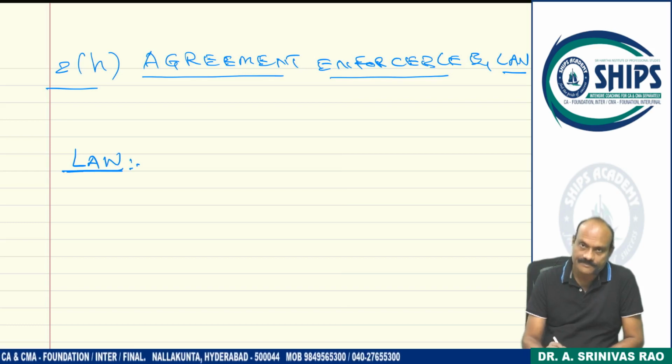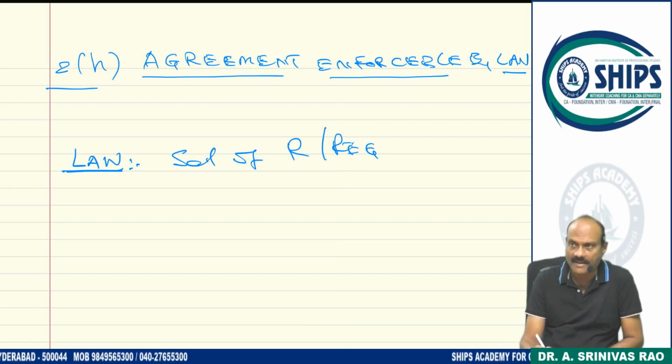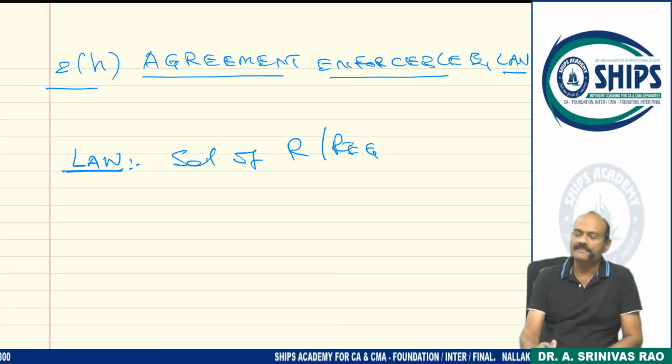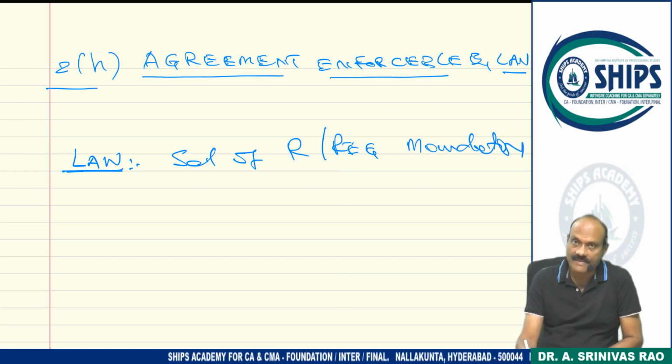What is law? Law means a set of rules and regulations to be followed. Voluntary or mandatory? Mandatory. It is must and should. Law means a set of rules and regulations to be followed, which is mandatory. Done. Which example can you refer? Tell me, which is mandatory?